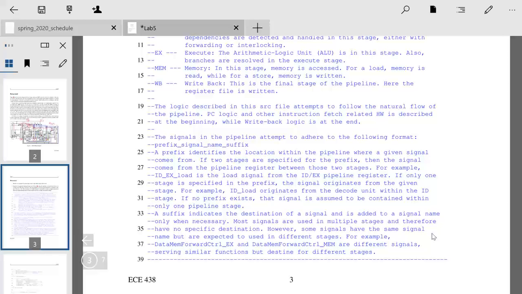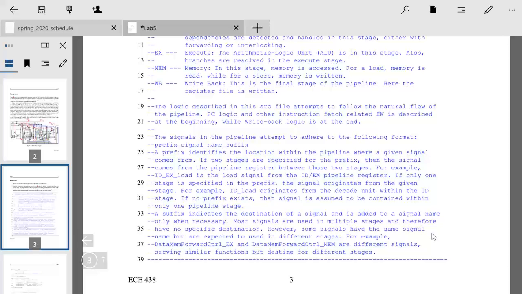The suffix indicates the destination of a signal and is added to a signal name only when necessary. Yeah, we don't want to cloud our signal names, because if we add prefixes and suffixes when they're not needed, then our signal names could get arbitrarily large. But sometimes we need a suffix to differentiate. So we have two signals that have a similar function, but one's destined for one stage and the other one's destined for another stage.